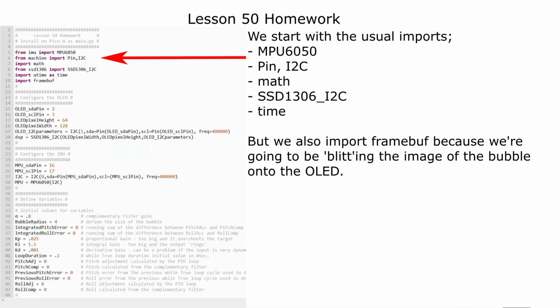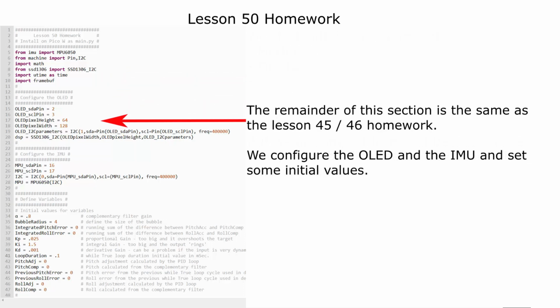We start with the usual imports, but we also import frame buff because we're going to be blitting the image of the bubble onto the OLED. The remainder of this section is the same as the Lesson 45-46 homework. We configure the OLED and the IMU, and we set some initial values.